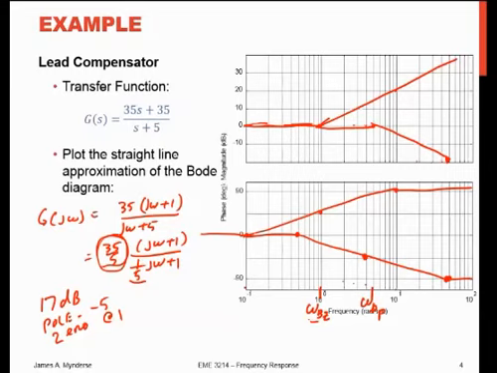So if I graphically add these, my final response over here on the magnitude, obviously it's 0, because 0 plus 0 is 0. 0 plus this rising line is going to track that. And then at this point, right here, now I have one line increasing at 20 dB per decade and one line decreasing at 20 dB per decade. So when you add those together, you just end up with a horizontal line right through there.